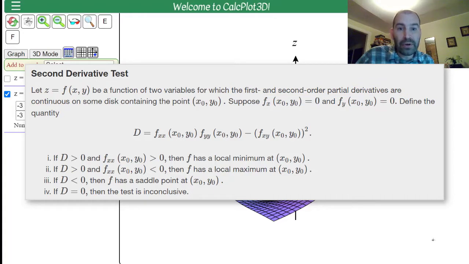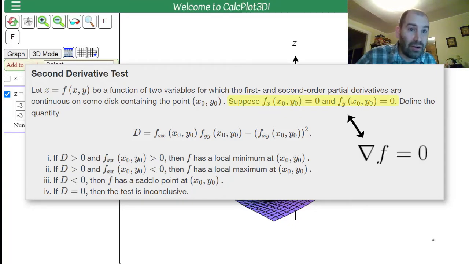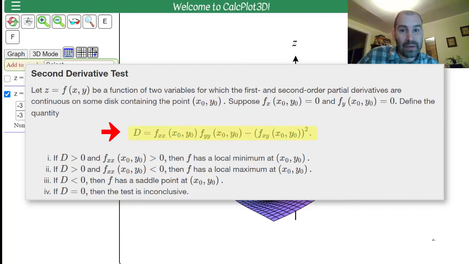Now, if the first partial derivatives are both equal to 0, in other words, if the gradient vector is equal to 0, that's another way to phrase this problem, then we check this special quantity called the discriminant, and it's denoted by capital D. And it's computed by taking the second x derivative of the function multiplied by the second y derivative of the function, and then subtract the xy derivative of the function squared.